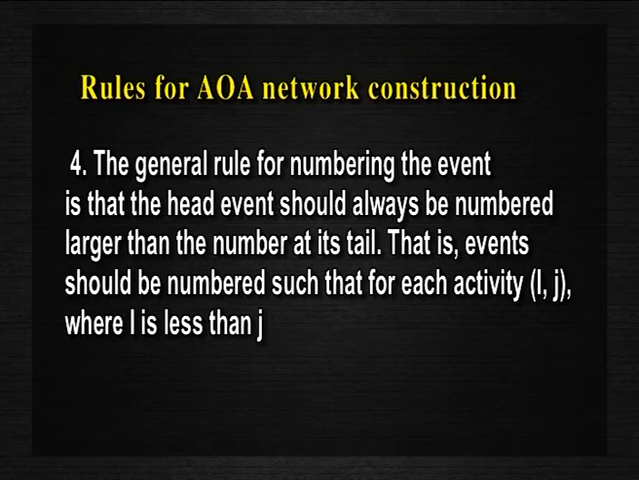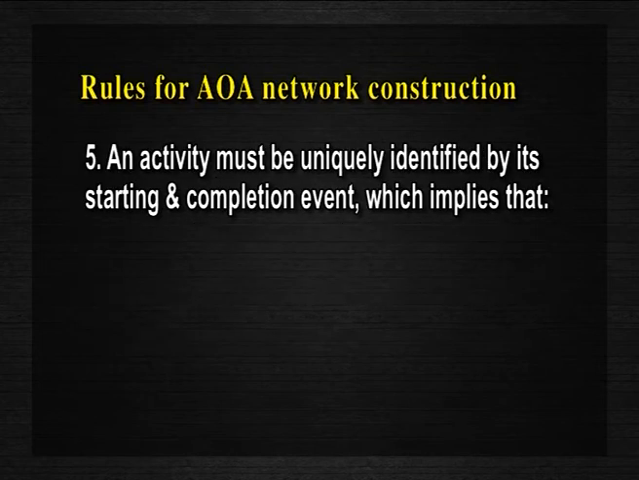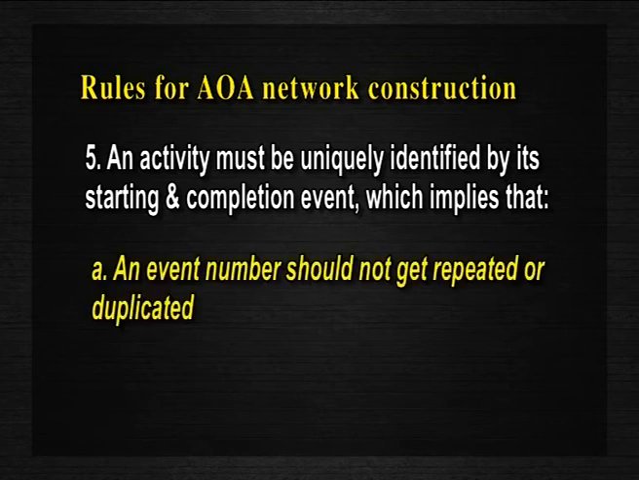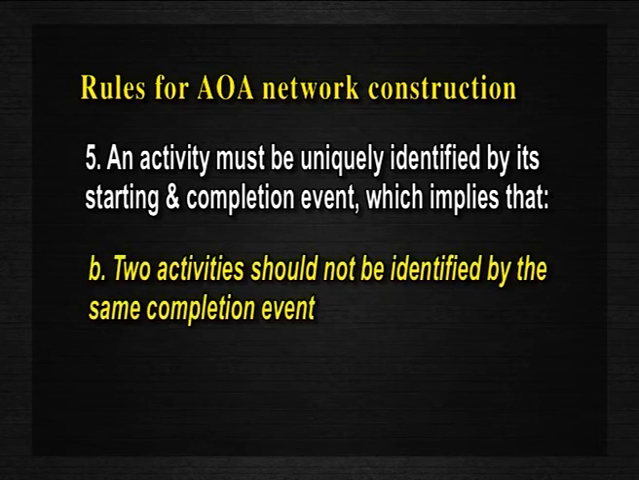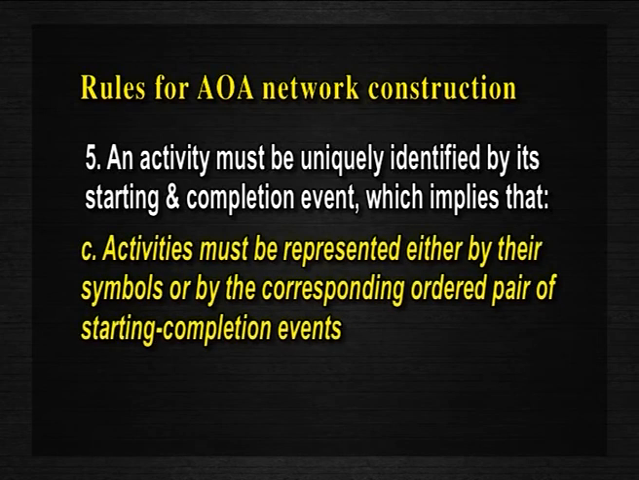The general rule for numbering the events is that the head event should always be numbered larger than the number at its tail. That is, events should be numbered such that for each activity ij, i is less than j. An activity must be uniquely identified by its starting and completion event, which implies that an event number should not get repeated or duplicated. Two activities should not be identified by the same completion event. Activities must be represented either by their symbols or by the corresponding ordered pair of starting and completion events.